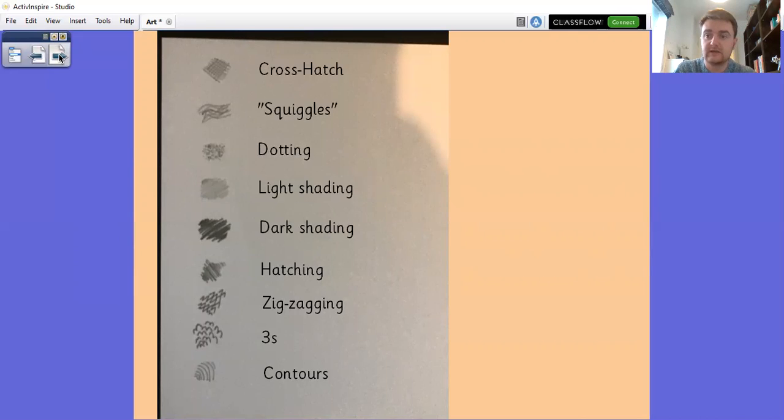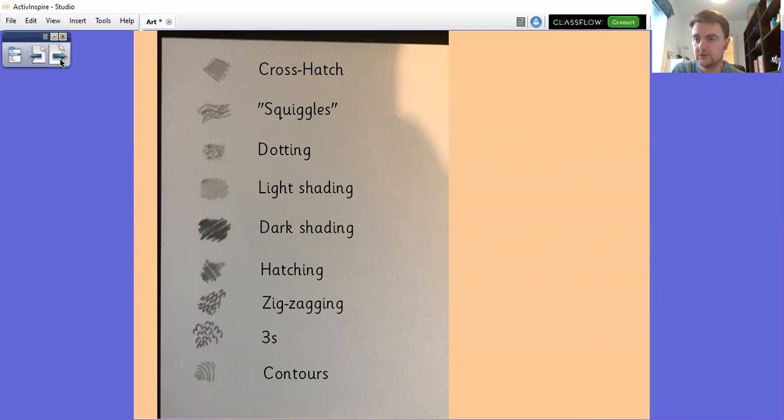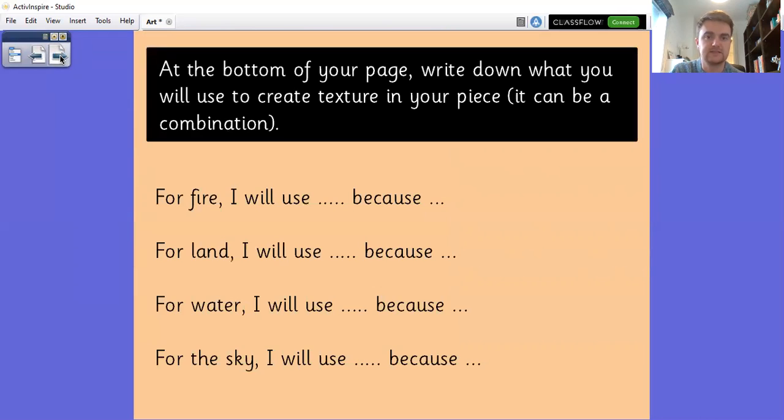So what you guys are going to have a go at is trying out all of these different shading techniques. If you have different colors, try it with all of those different colors and decide what you might use them for. So would you use crosshatch for the sky? Would you use squiggles for water? Would you use dark shading for a ship? Would you use zigzagging for grass? And just write a quick sentence for me.